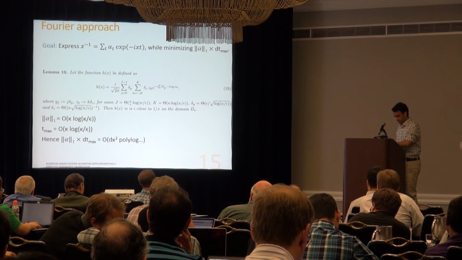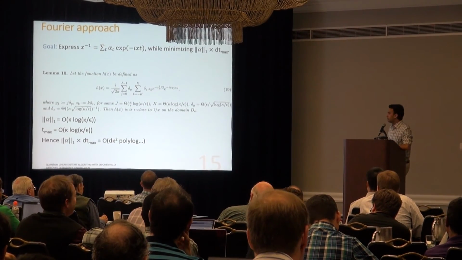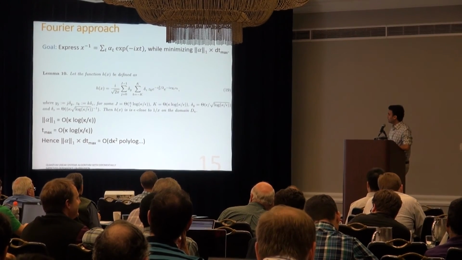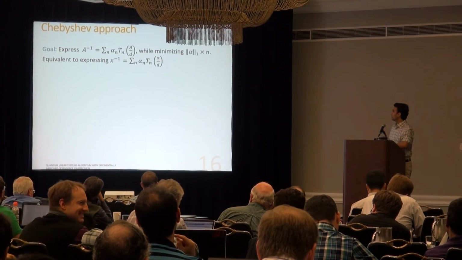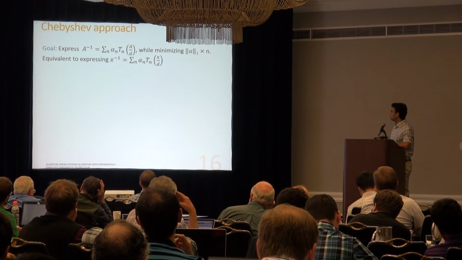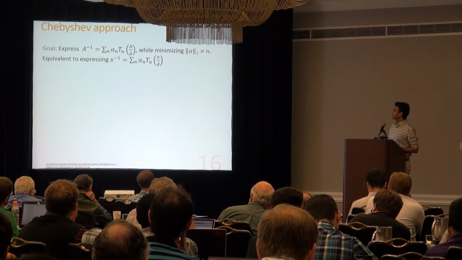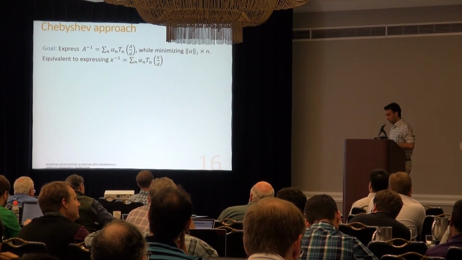So this is how we do it with the Fourier approach, and in my remaining minute or so, let me just give you the idea of what we do with the Chebyshev approach. It's exactly the same thing, so I won't go over the same story. What we want to do is represent A inverse as a linear combination of these Chebyshev polynomials. Again, that's the same as expressing just a scalar x inverse as a linear combination of Chebyshev polynomials.